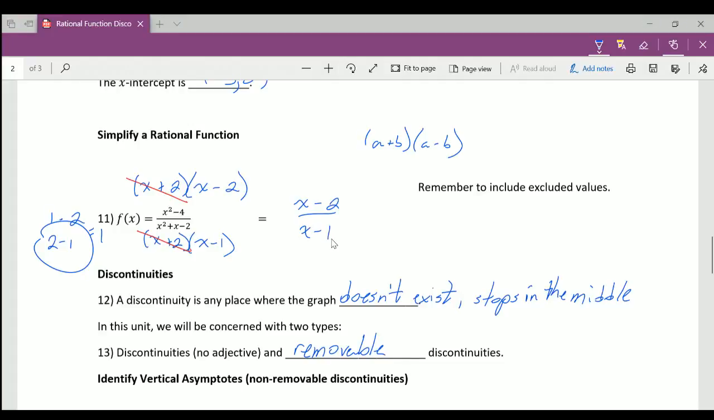And it says there, remember to include excluded values. Well, here we go. X cannot equal, okay, well, this one here is 1. 1 minus 1 gives you 0. But we have to include this one as well. Negative 2 plus 2 gives you 0. So those are our two excluded values.